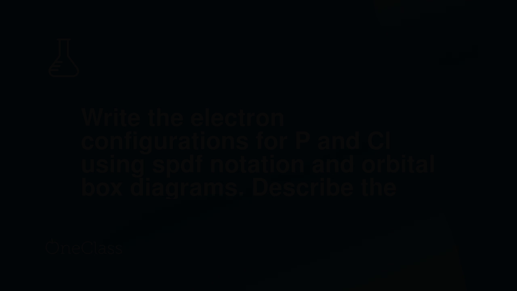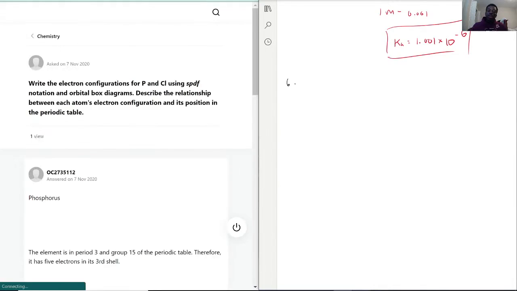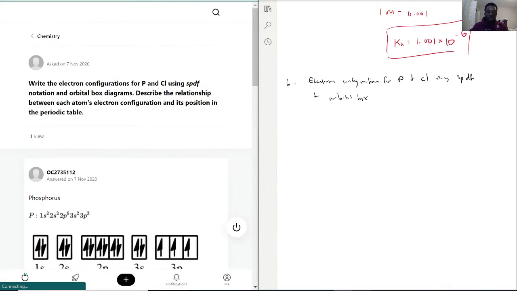So with that, let's move on to number 6. For number 6, we have: write the electron configuration for P and Cl using spdf and orbital box. And then they want us to describe the relationship between the electron configuration and its position on the periodic table. So let's start right away by doing the electron configuration first.